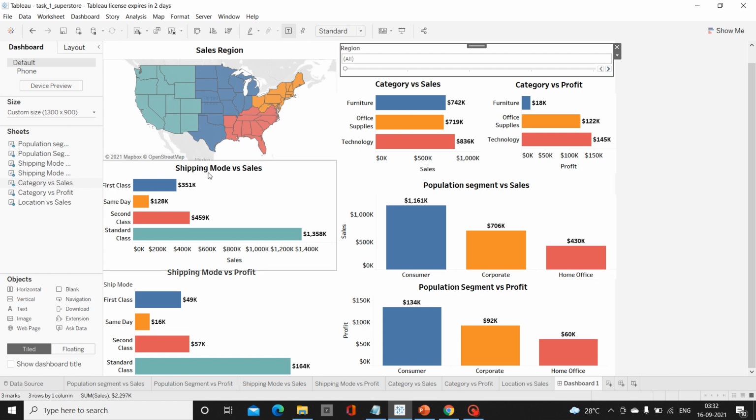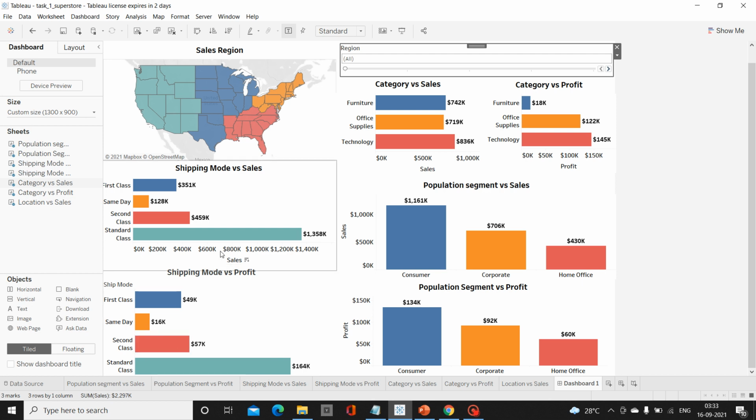Now, moving on to the next factor, which is shipping mode. Here we can see that the overall highest contribution for all the regions combined is made by the standard class shipping mode. So the standard class shipping mode contributes the highest for sales as well as in profit.